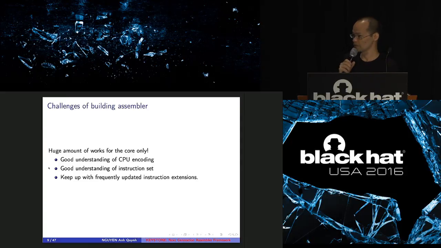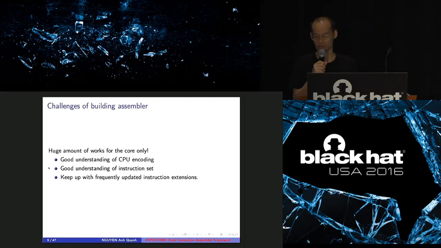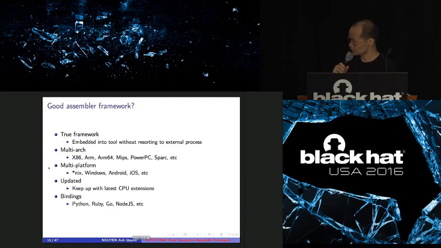Too bad, building a new assembler is just a lot of work. You need to have a good understanding of CPU encoding. You need to understand all the instruction set of the CPU, and you need to keep up with the frequently updated instructions, because CPU vendors frequently add new instructions from time to time, and it's not easy to keep up with that. So here's my definition of a good assembler framework.